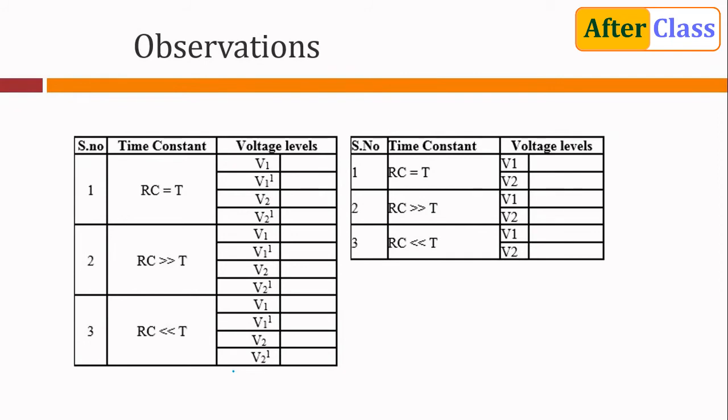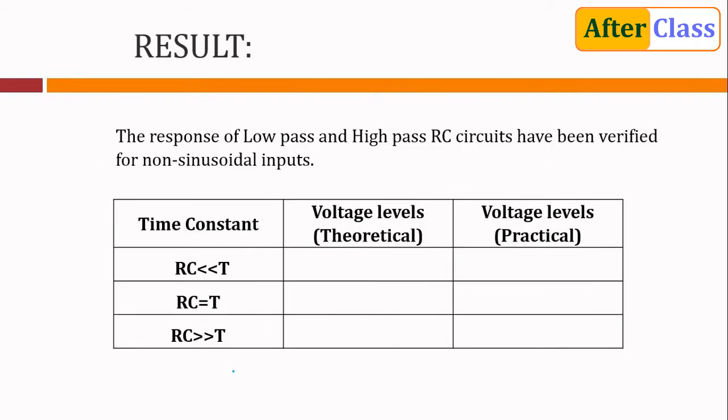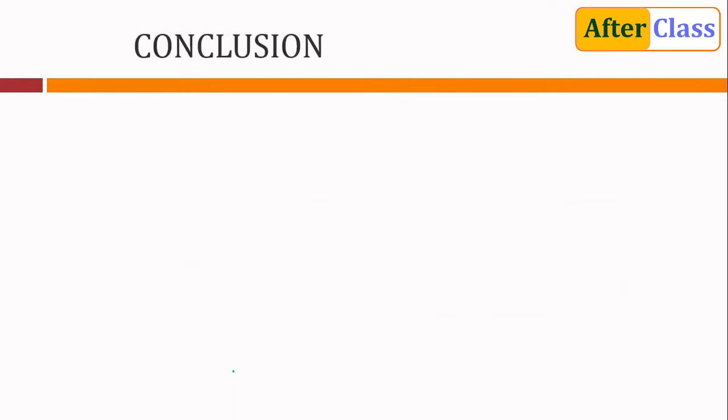If you are finding it difficult, you can pause the video, take a screenshot and note down the peak to peak value, how much the shoot it has undergone. You can skip this observation and directly note down the values for RC very much less than T, equal to T, and very much greater than T. Then again, for the conclusion, you have to write it in your own words. After understanding the demonstration video, all that you have observed has to be mentioned here in the conclusion.